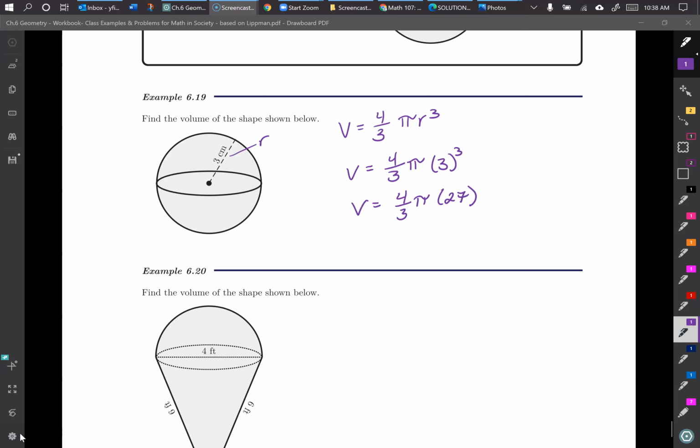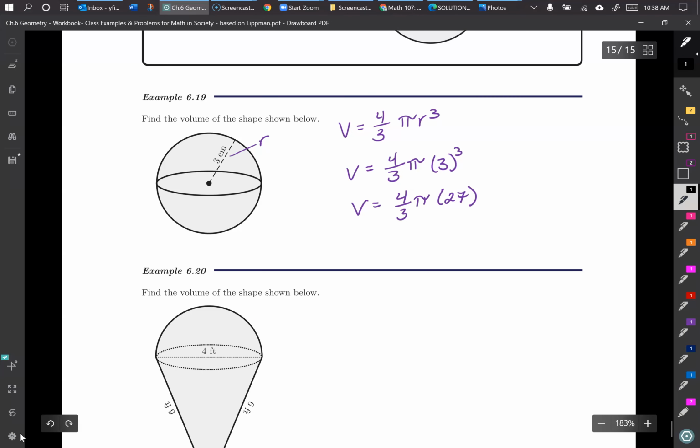And what we can do here, we can actually reduce this. We can have 3 into 3 is 1, 3 into 27 is 9. You could have used your exponent laws too, if you wanted, because we have like bases here. And so my volume is going to be 36 pi, and that's in centimeters cubed.